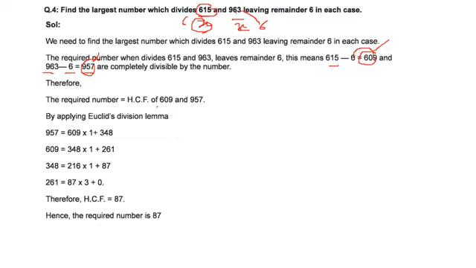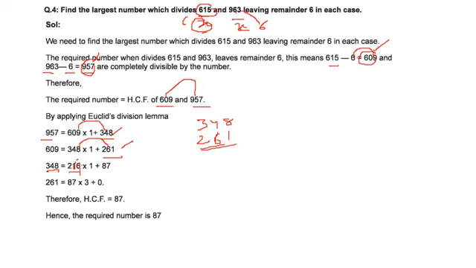Now for the HCF of 609 and 957 we will apply the Euclid division lemma. How to find the Euclid division lemma? 957 is greater, so we'll write 957 in the form of 609. So 957 will be 609 into 1 plus 348. Now we have to take these two because the remainder is not 0. 609 can be written as 348 into 1 plus 261. Again, we didn't get the 0, so we'll reapply Euclid with 348 and 261. 348 is equal to 261 into 1 plus 87.